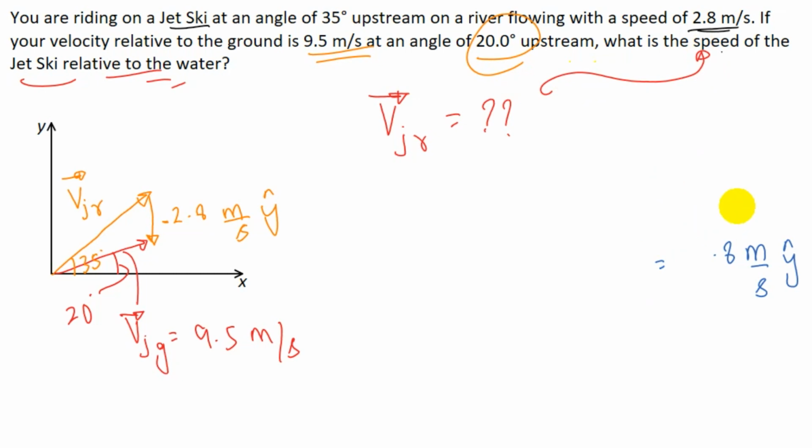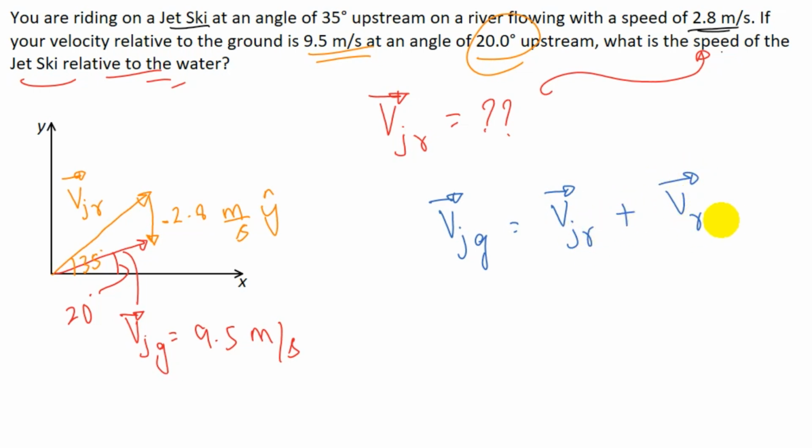Okay, now by the concept that we studied in relative motion, we can write that the velocity of jet ski relative to ground equals velocity of jet ski relative to river plus velocity of river relative to ground. From here we can rewrite that the velocity of jet ski relative to river will be equals to velocity of jet ski relative to ground minus velocity of river relative to ground. Now we're going to put the values.